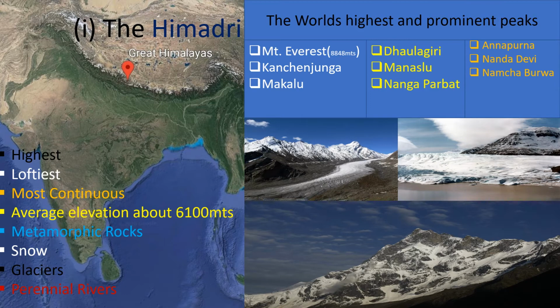Mount Everest with a height of 8,848 meters. Other important peaks are Kanchenjunga, Makalu, Dhaulagiri, Manaslu, Nanga Parbat, Annapurna, Nanda Devi and Namcha Barwa. So these are a few of the world's highest and prominent peaks.